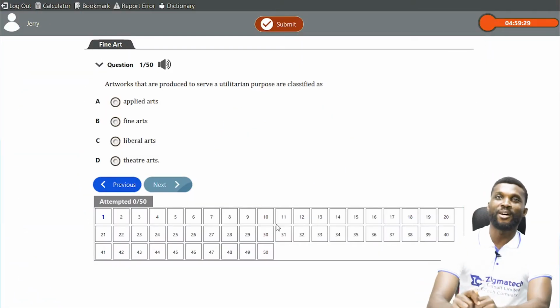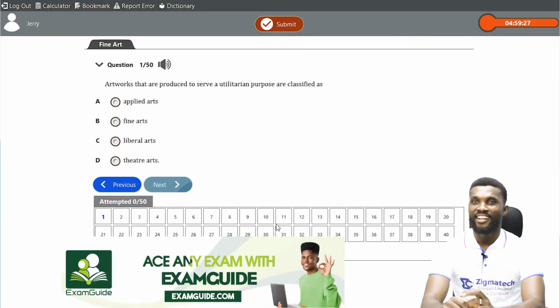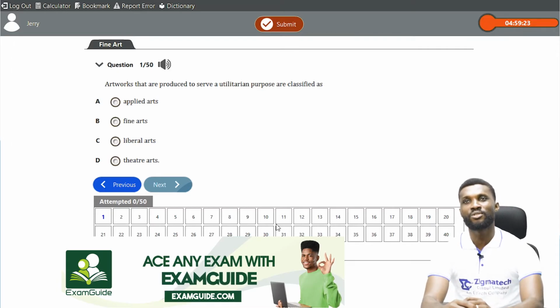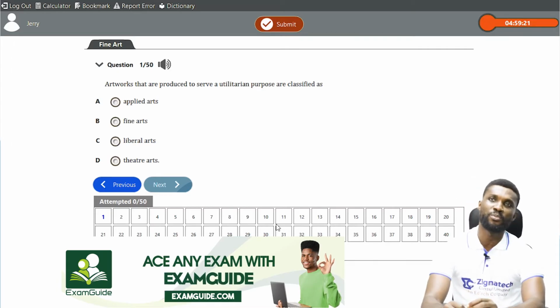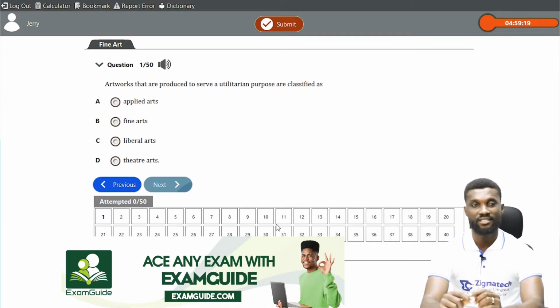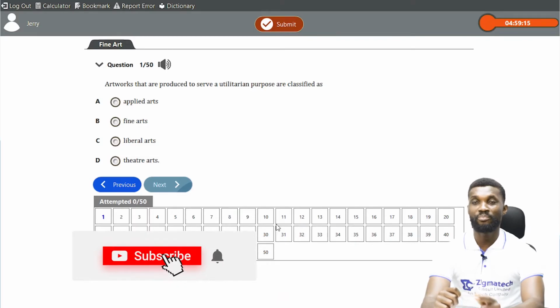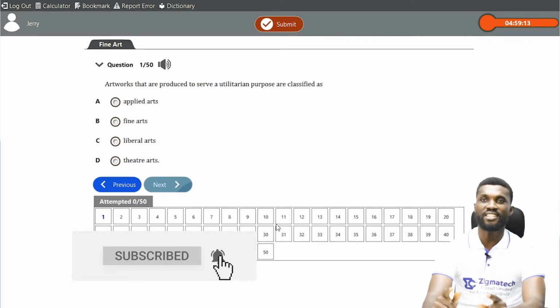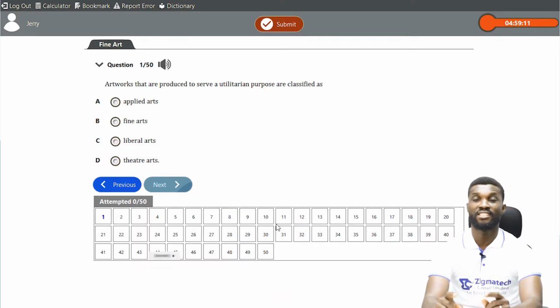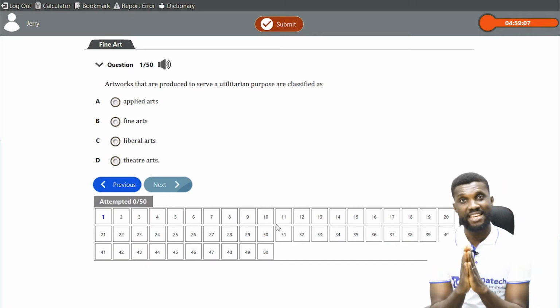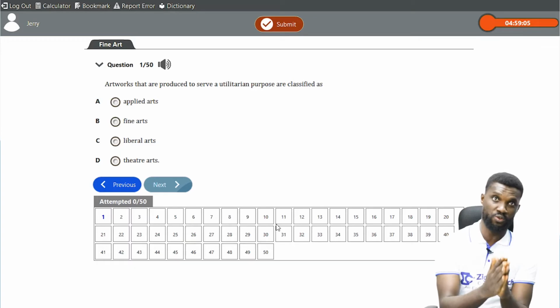All right, so now we'll take question 1. The question we have there is: artworks that are produced to serve a utilitarian purpose are classified as dash. A, applied art. B, fine art. C, liberal art. And D, theater art. Now let me explain this so you understand why the answer is what we are going to choose.